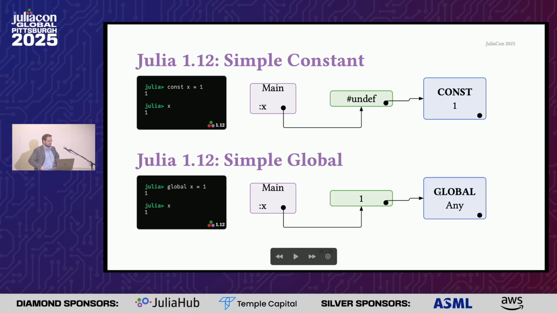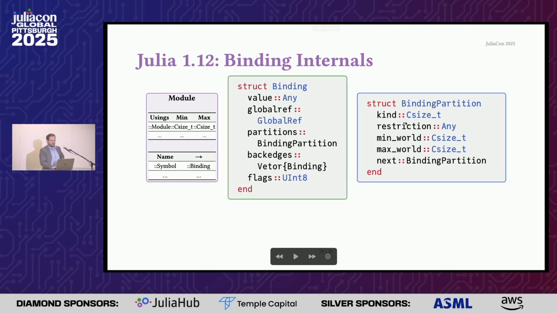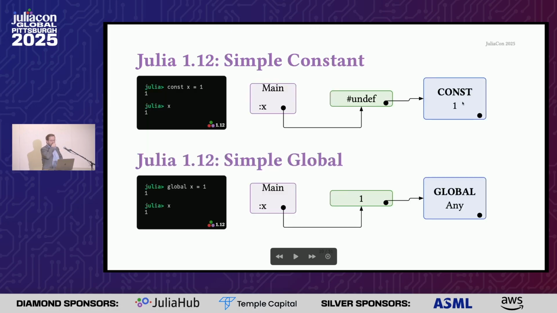So the simple constant has one binding partition. The kind of the binding partition is const. The restriction, so if you go back, there's a restriction field which is any typed. So in this new schematic, the bolded thing at the top is the kind field of the partition. The thing below it is the restriction. So constants are represented as a single binding, as a binding object with a partition of type const, and with the restriction set to the value of the constant.